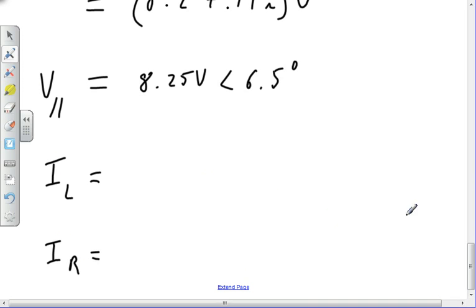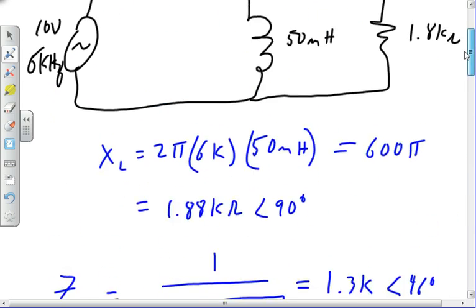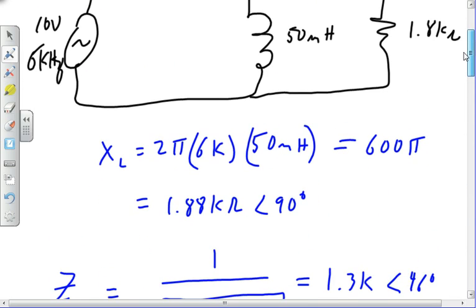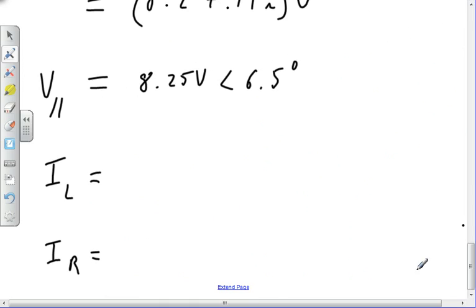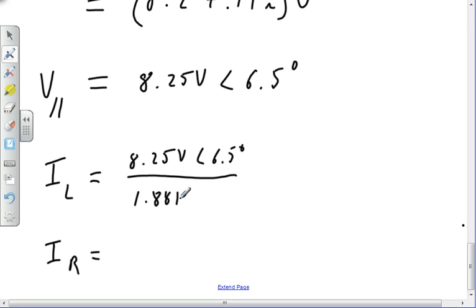All right, so the current through the inductor, did we figure out, yeah, there it is, 1.88 K. All right, so 8.25 volts, angle 6.5 degrees, divided by 1.88 K, angle 90.